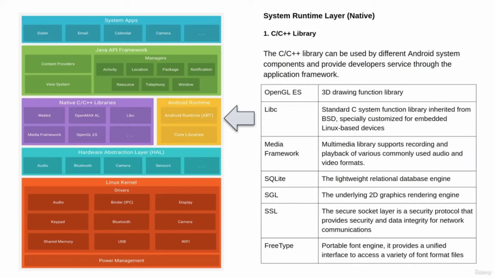And then finally, we have the FreeType. So this is basically to manage the different varieties of fonts. So this is basically a portable font engine. It provides a unified interface to access a variety of font file formats. So these are some of the major C++ libraries found in the Android system runtime layer.